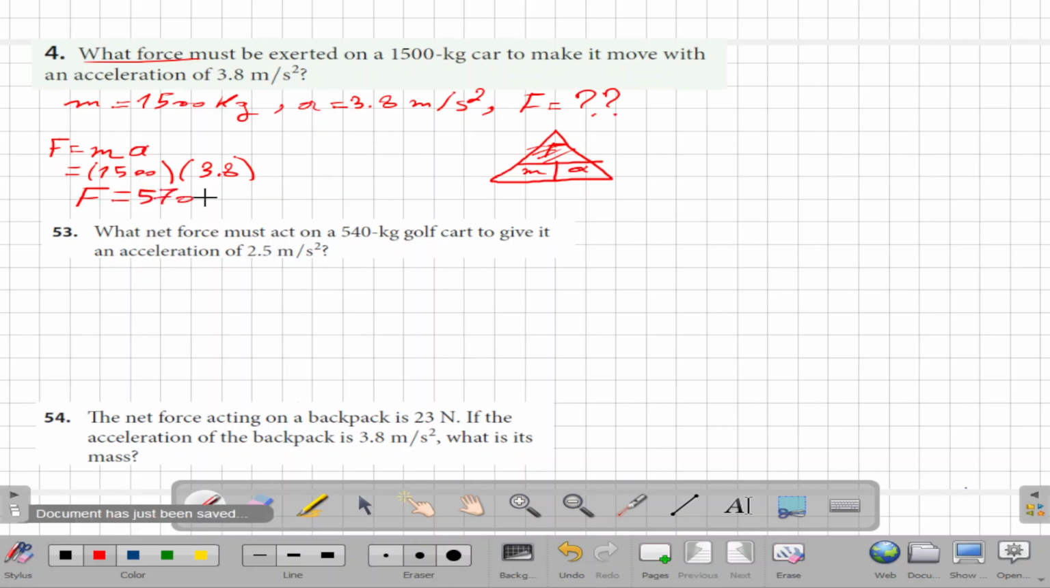5700. But what is the unit of the force in this case? Since we are dealing here with SI units, we know that the SI unit of the mass is kilogram. The SI unit of the acceleration is meter per second squared. And since we are dealing with SI units, we should also have the answer in SI units. And what is the SI unit of the force? The SI unit of the force is the Newton.